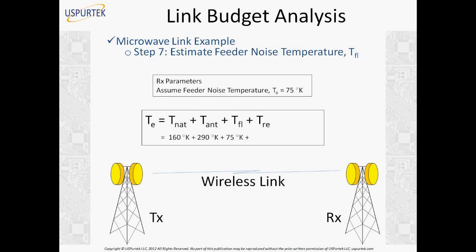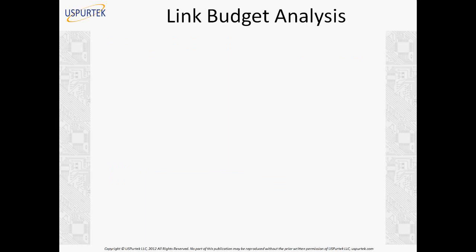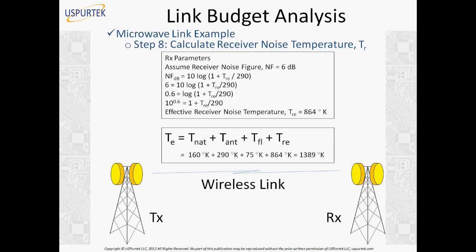We take the feeder loss, which is 75 K, unless otherwise specified in the specifications. And for the receiver temperature, we usually have the noise figure mentioned, right? We assume a receiver noise figure of 6 dB, and from the formula here, we calculate the receiver noise temperature to be 864 degrees K. You see, this is the biggest contributor to the noise here. So we add up all these and we come to 1389 degrees K.